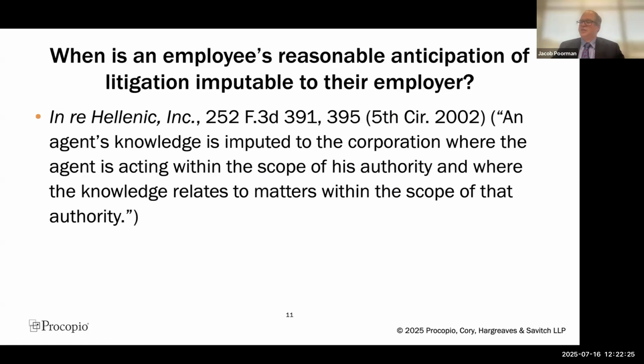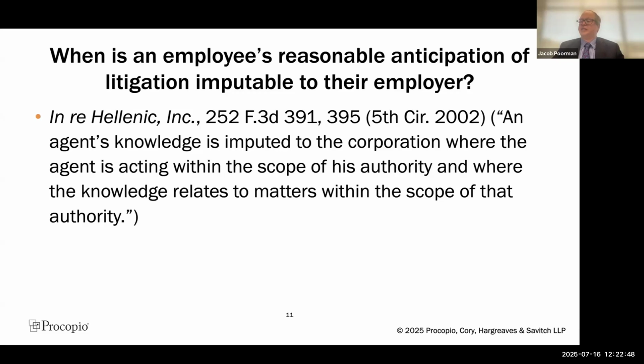Whether a company is on notice of facts known to its employees depends on both the nature of the facts and the employee's roles within the company. Where the employee acquires the information while acting within the course and scope of his authority, and the information relates to matters within the course and scope of his authority, the employer is chargeable with that information.